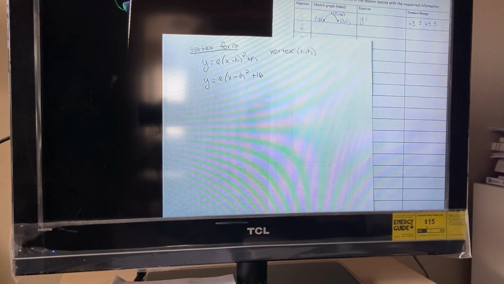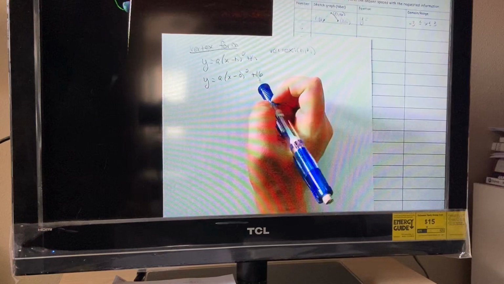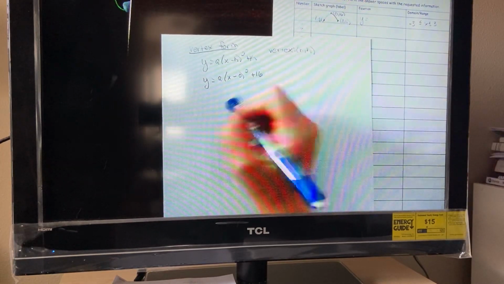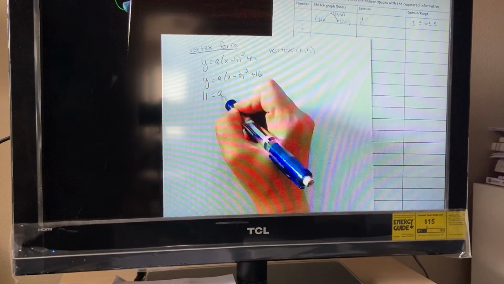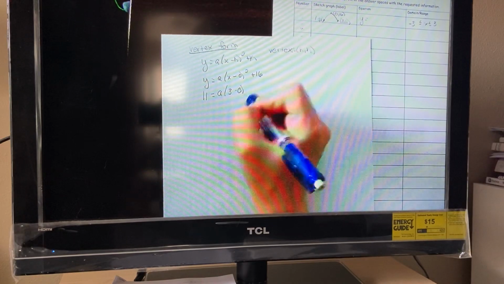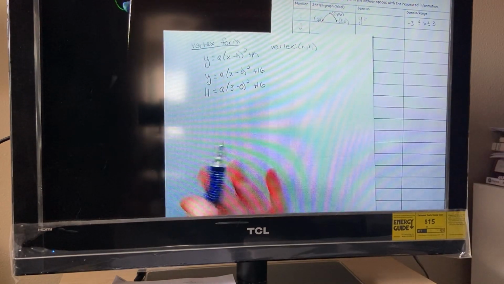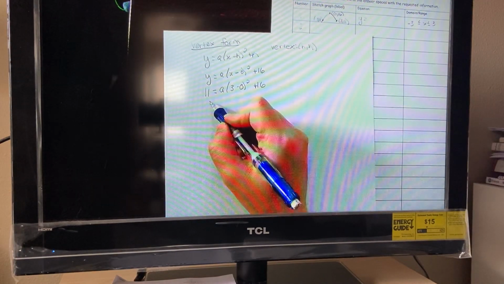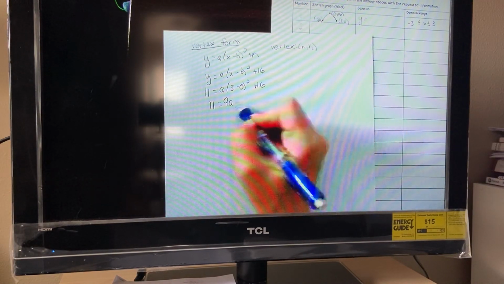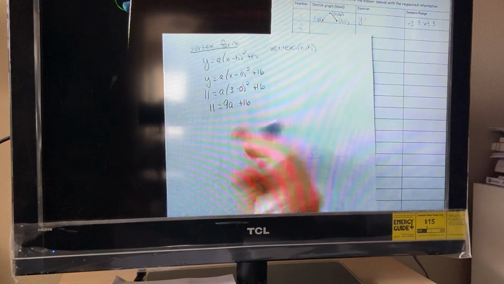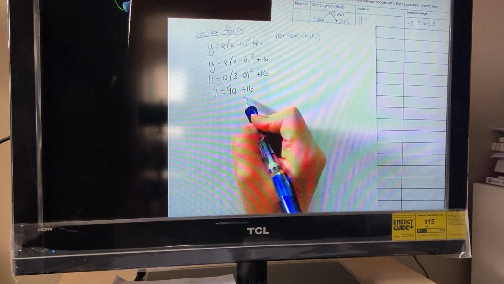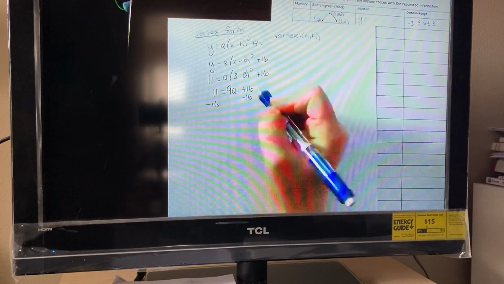I'm gonna pick the (3, 11) because squaring negatives can cause issues with some people, so I'll pick the one with no negatives. So it says 11 equals a times (3 minus 0) squared plus 16. 3 minus 0 is 3. 3 squared is 9. So now I have 11 equals 9a plus 16. So I just need a, so I'm going to subtract 16 from both sides.